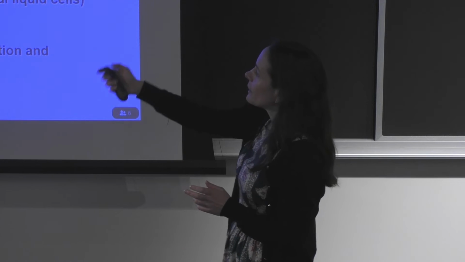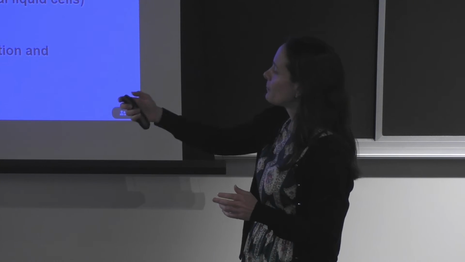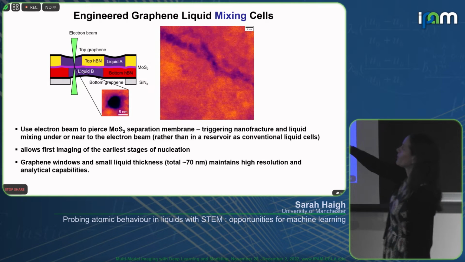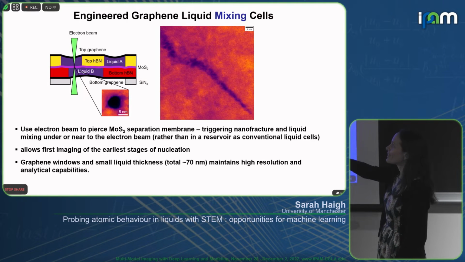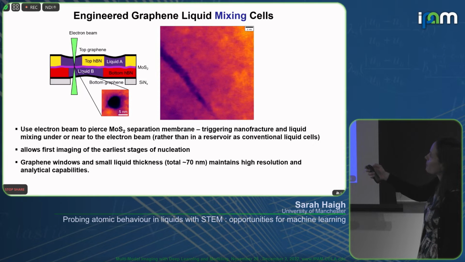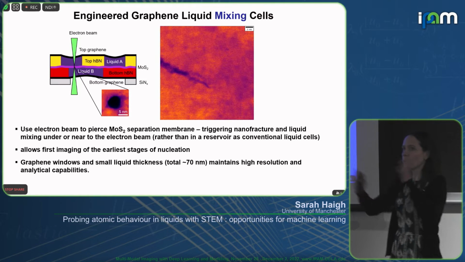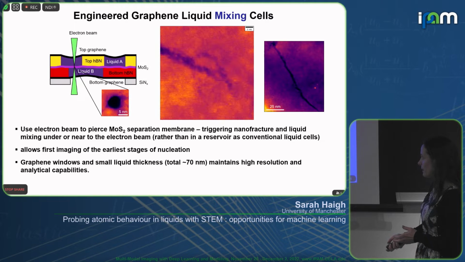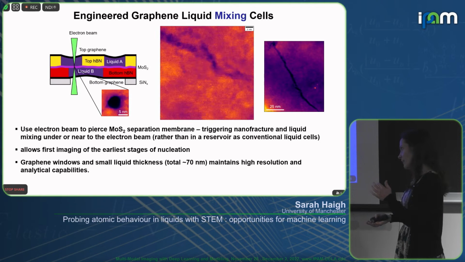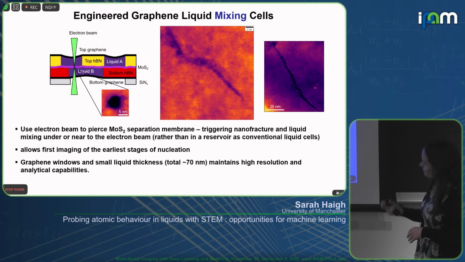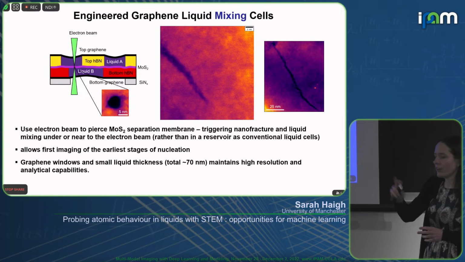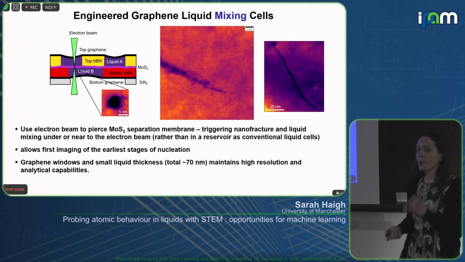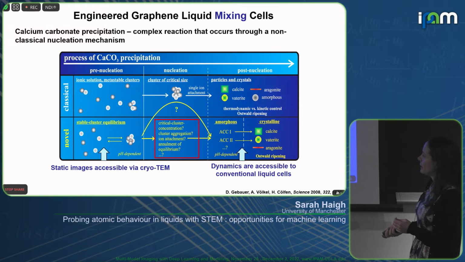Okay, so we drill a hole in our separation membrane. In this case, it is molybdenum disulfide. We can then create a crack. Again, apologies for the quality of this image. There is a crack that is going through that separation membrane, and that cracking means that you get widespread mixing of the 2 liquids. That's the crack at the end. The total thickness of these graphene liquid cells is 70 nanometers. So typically 35 nanometers on the top, 35 nanometers on the bottom. So you're still in the regime where we can get nice atomic resolution imaging processes.